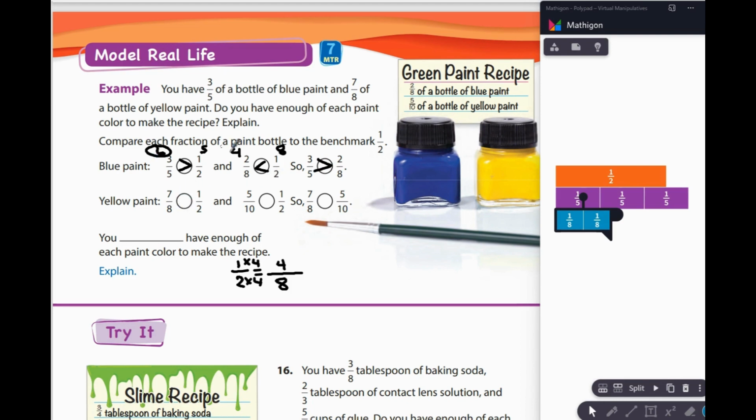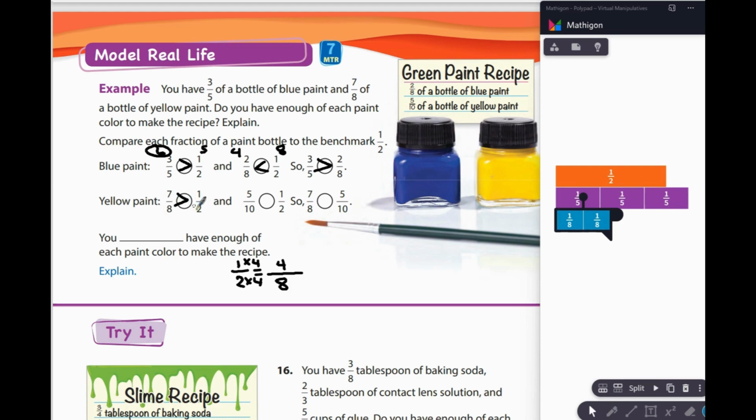Let's compare the yellow paint. That was just the blue paint. Because again, I had 3/5 of a bottle of blue paint. Now we're going to compare the yellow. So remember our equivalent fraction? I had 4/8 that equals a half. This is 7/8. So 7 is more than 4. I have more than a half already here.